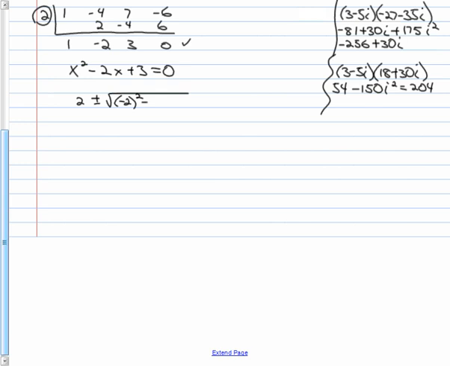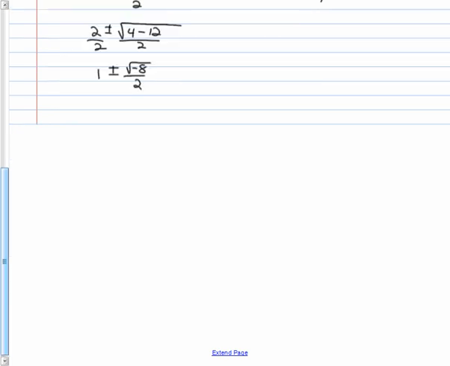B squared minus 4 times A times C, at least these numbers aren't too big. 2 times A would just be 2. So 2 plus or minus square root, that'd be 4, minus 12, all over 2. I'm going to divide them both by 2. So I get 1 plus or minus, what's 4 minus 12? -8. So I need to take care of that -8. What perfect square goes into it?